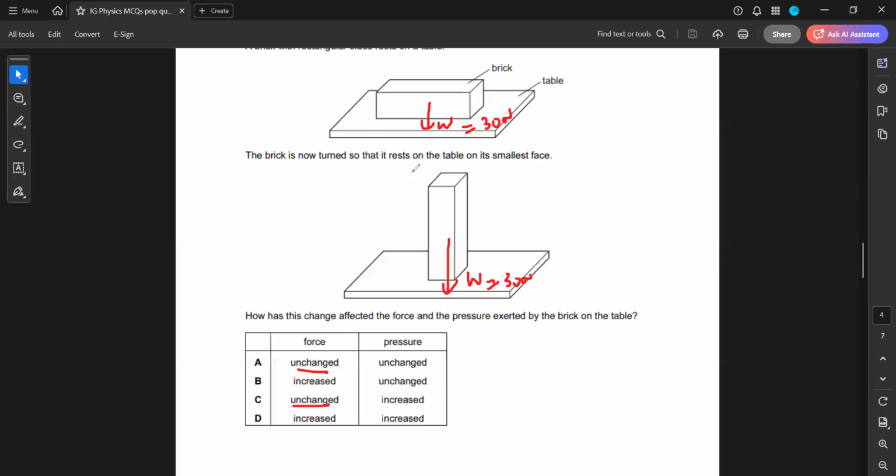But what about the pressure? Initially it had a large area, but now it has a small area. And we know pressure is inversely proportional to area. So a small area means it will experience a large pressure. So the pressure will increase, but the force will remain unchanged. So C will be the right answer here.